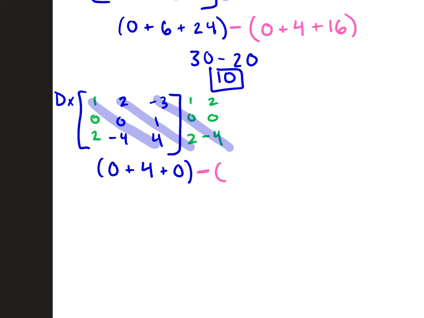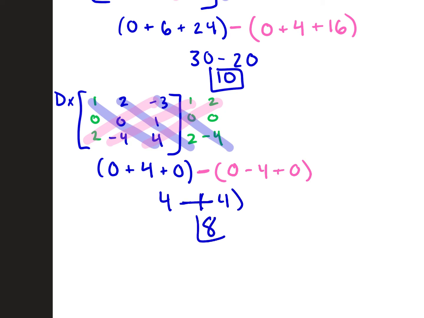Minus the minors multiplied together. So minors are there. 2 times 0 times negative 3, 0. Negative 4 times 1 times 1, negative 4. And 4 times 0 times 2, 0. So we add these together. This becomes 4 minus negative 4. What's 4 minus negative 4? Positive 8. So that's d sub x.